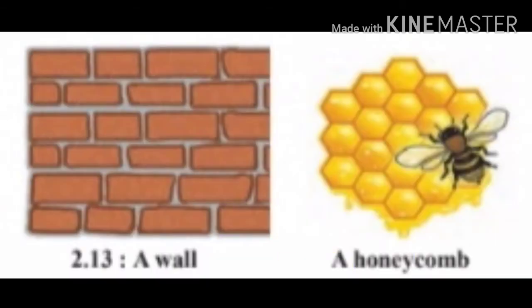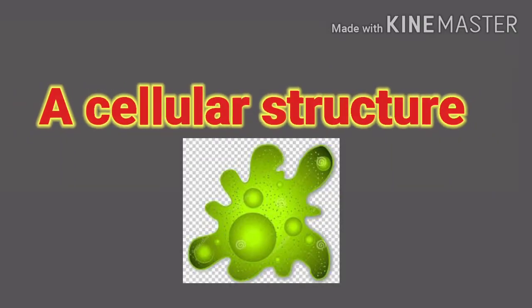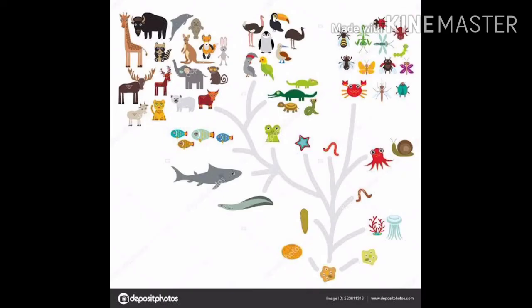Observe a honeycomb and a wall. What are they made of? You may have seen the small compartments of a honeycomb. These compartments are joined together to form a honeycomb. A wall has bricks. To construct a wall, we firmly join the bricks together. A cellular structure. Living things are made of small units called cells.